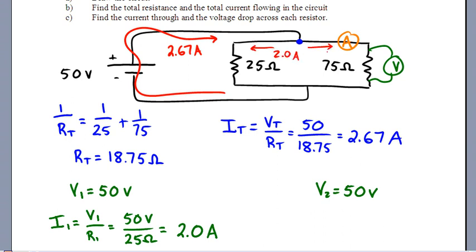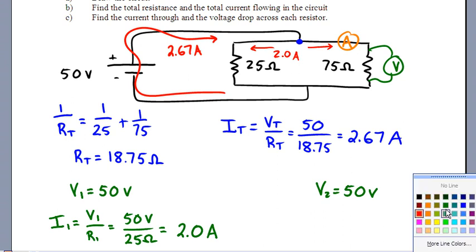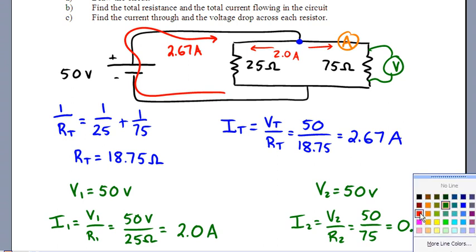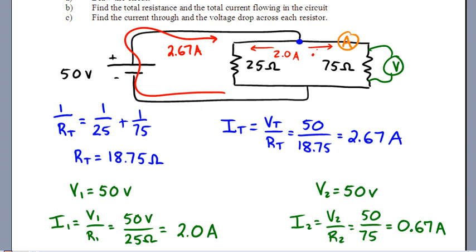The rest of it's got to go that way. We're going to see the rest of that 2.67 head that way. And sure enough, that's what the math says. Current number 2, I'm going to go with that voltage for number 2 divided by the resistance of number 2. So 50 divided by 75. Yeah, it's going to be 0.67 amps. That's how much goes the other way. Beautifully adding up. Okay, I'm just going to write this in here, 0.67 amps. Beautifully adding up to that 2.67 amps.